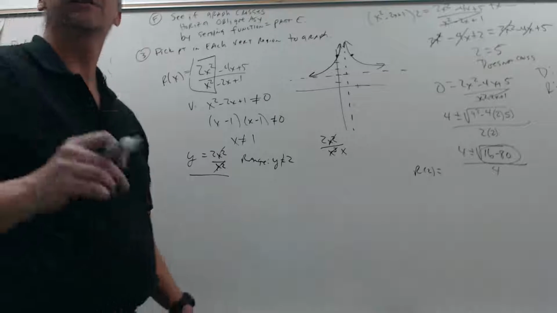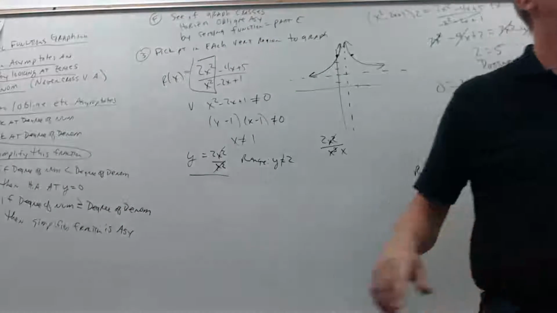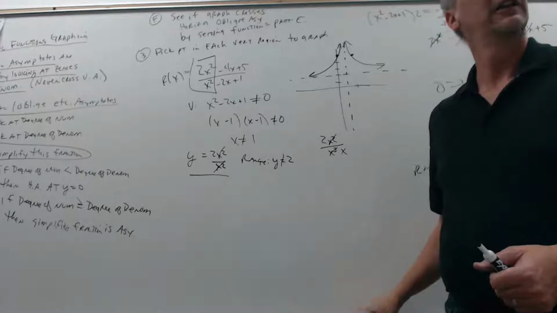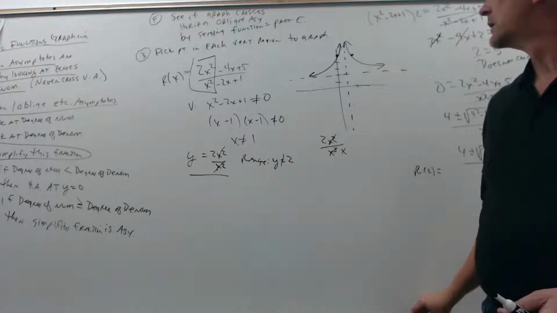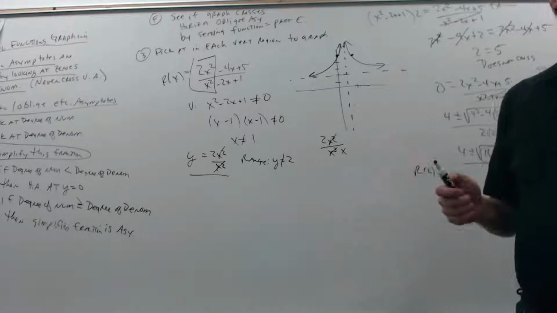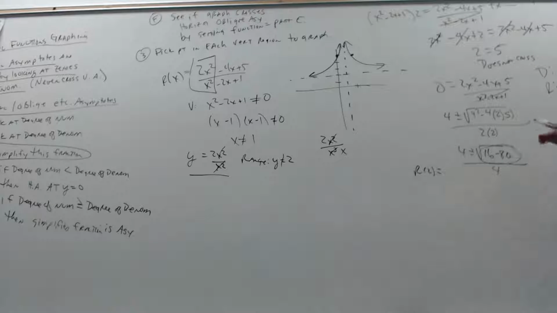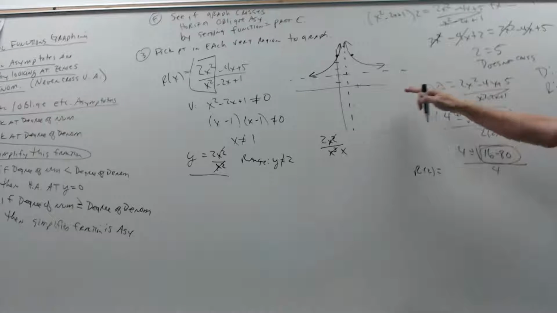Or should I erase the rules? Do you want the rules? You can get everything. Because of the shape of the graph, wouldn't the range be y cannot be less than or equal to 2? Yeah, that would actually be better, right? Y has to be greater than or equal to 2, because there's nothing down here, right?